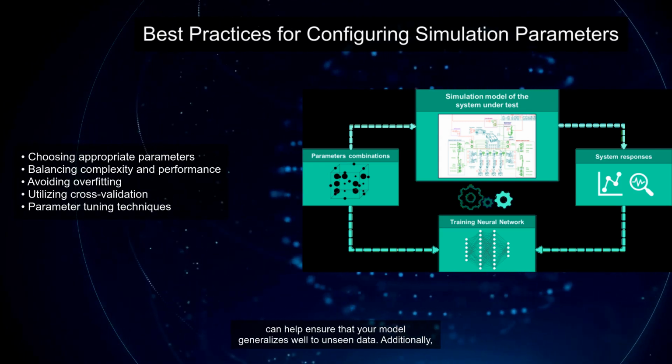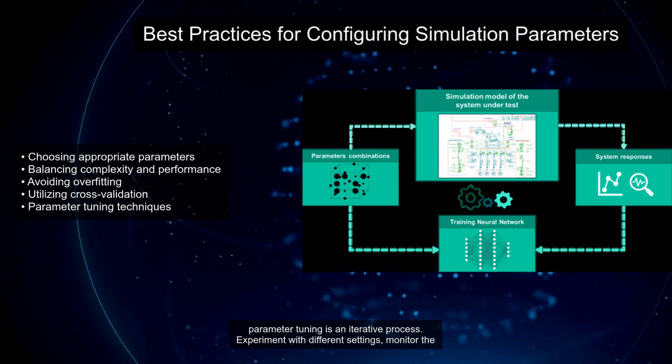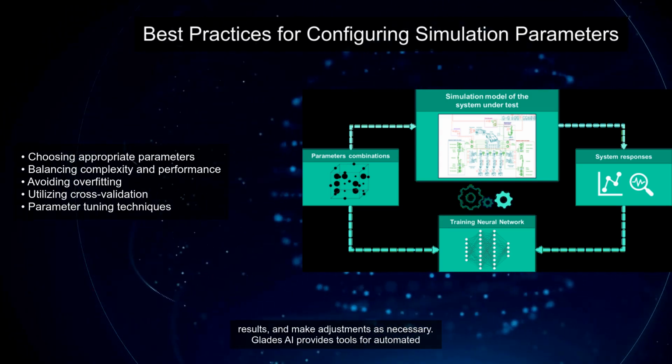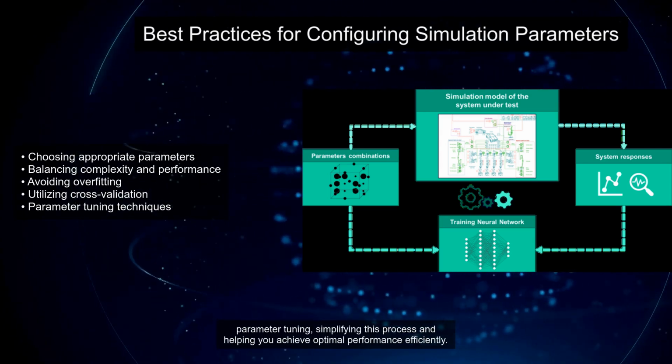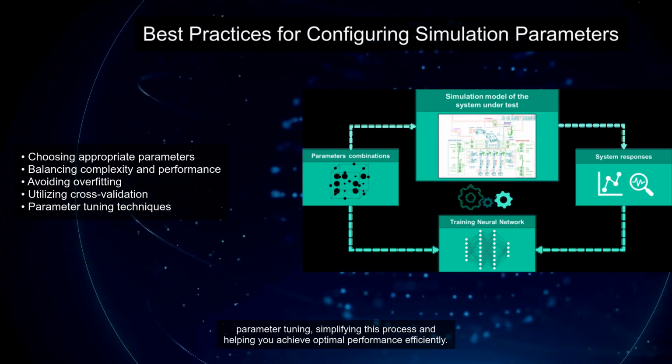Additionally, parameter tuning is an iterative process. Experiment with different settings, monitor the results, and make adjustments as necessary. Glades AI provides tools for automated parameter tuning, simplifying this process and helping you achieve optimal performance efficiently.